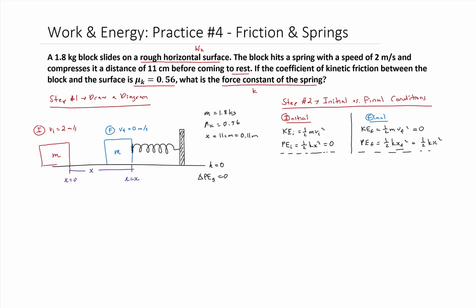Now in step number 3, we can come up with our energy equation. So that means delta ME is equal to delta KE plus delta PE. The thing is, delta ME in this case, what are the contributions that cause a change in mechanical energy? The only contribution we can see here is from the frictional force. So that means Wk is equal to delta ME, and we are going to have to find what Wk is equal to.